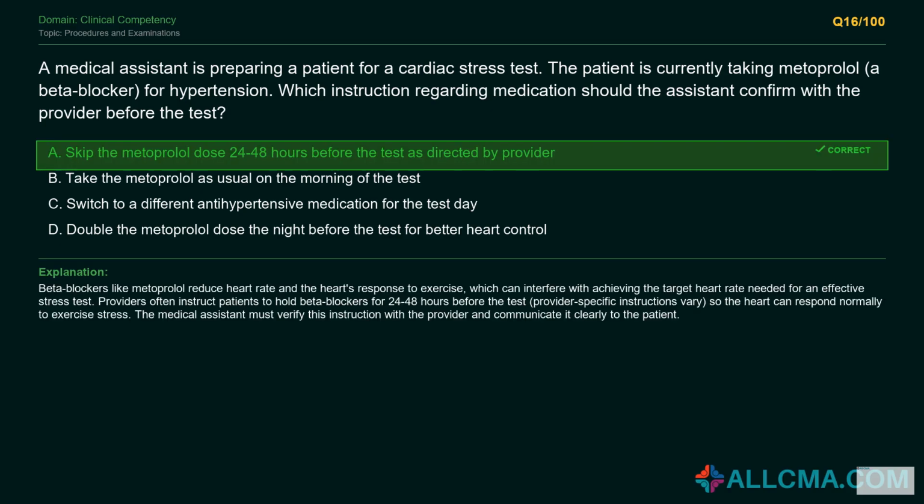The correct answer is A. Beta blockers like metoprolol reduce heart rate and the heart's response to exercise, which can interfere with achieving the target heart rate needed for an effective stress test.